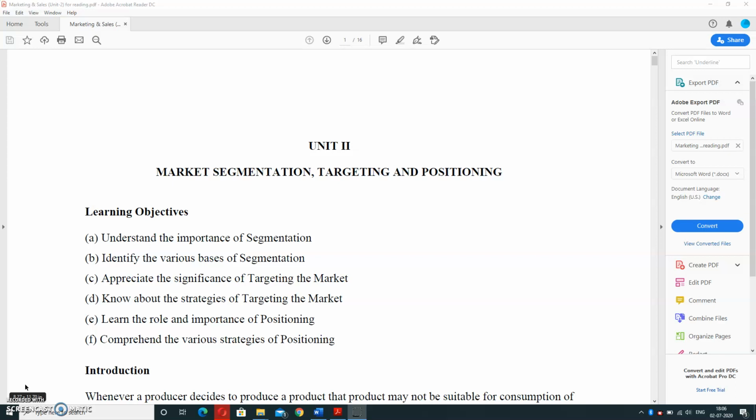In this, the major question is there. The examiner can ask, define STP. STP full form is segmentation, targeting and positioning. Let's start now.